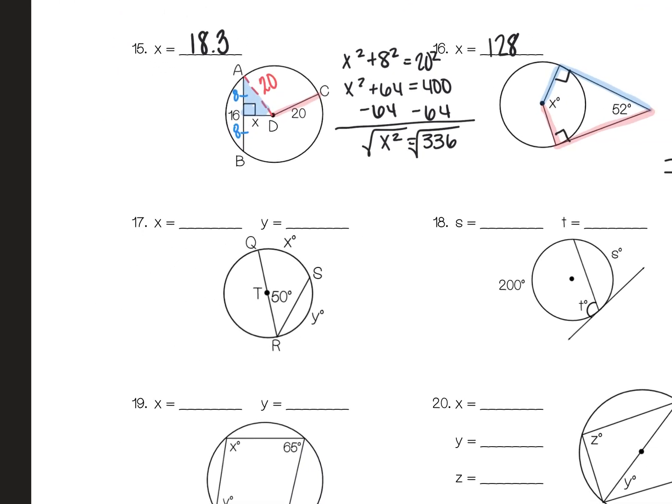For 17, I have an inscribed angle attached to arc QS. So if this angle is 50, the arc is 2 times bigger, which would make it 100. And then here I have a semicircle, which is 180 total. If QS is 100, that means SR has to be 80.